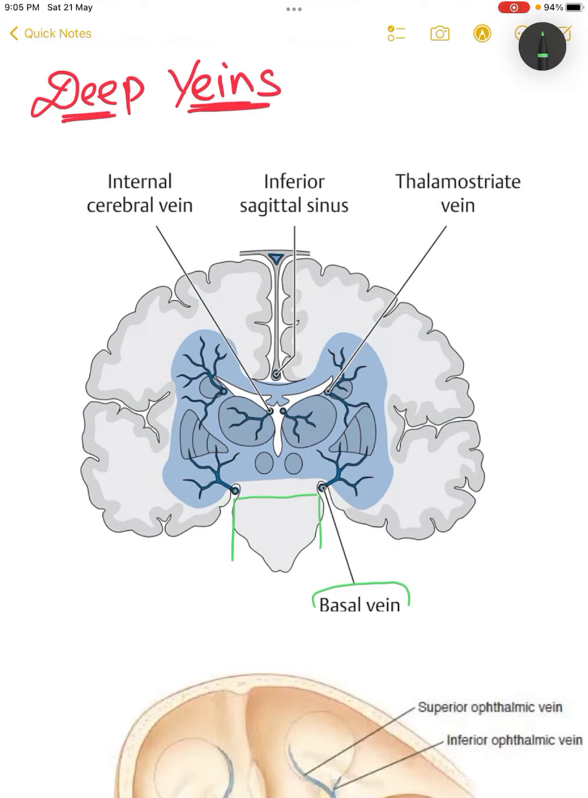Now you see that above the midbrain you can see this structure. This is our lentiform nucleus, our thalamus, our caudate nucleus. All these main structures are going to be drained by these basilar veins, basal veins, and internal cerebral veins. Again, I told you the internal cerebral vein is the deep vein. And a branch of the internal cerebral vein is known as the thalamostriate vein, which is going to drain this.